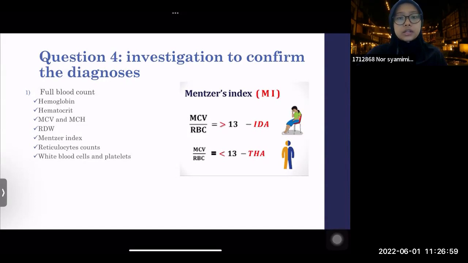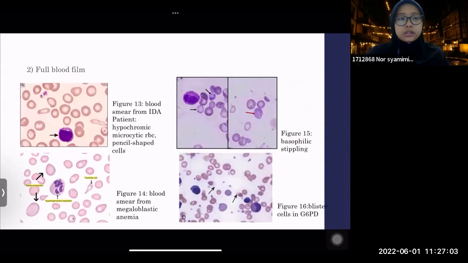Okay, next. The next investigation is the full blood film. As you can see in figure 13, this is a blood smear from a patient with iron deficiency anemia. As you can see, there are hypochromic and microcytic red blood cells, and also the presence of pencil shaped cells. Next is figure 14. You can see a blood smear from megaloblastic anemia, which can occur in vitamin B12 deficiency or folate deficiency.